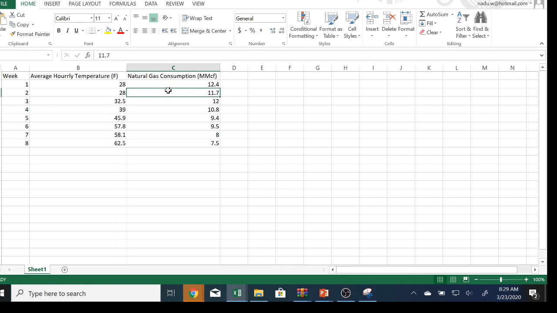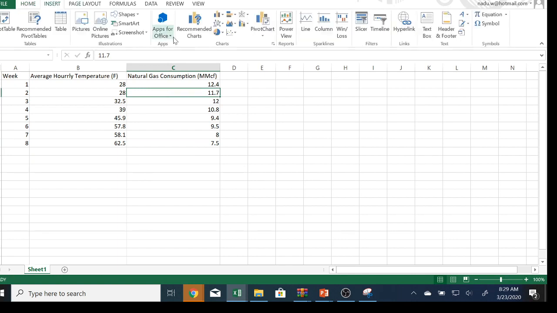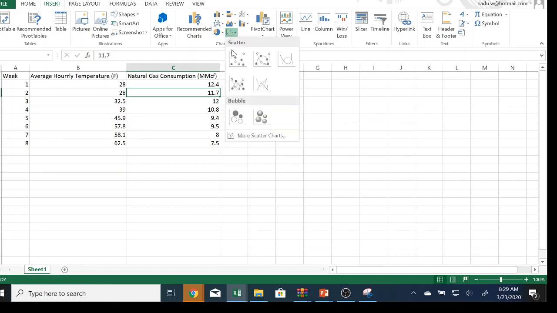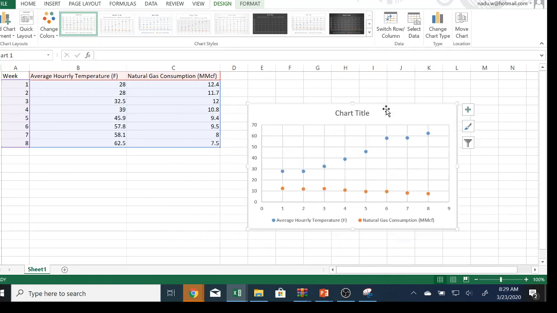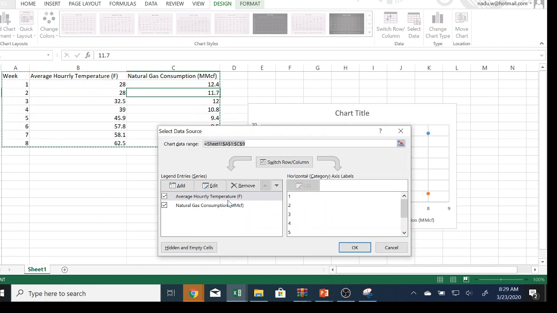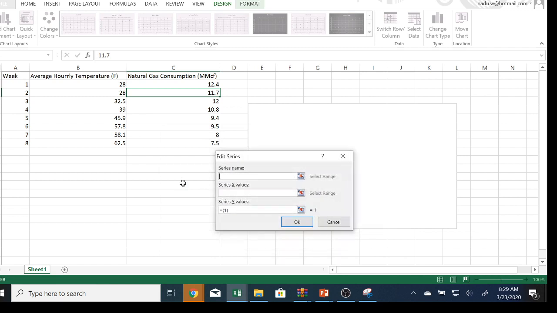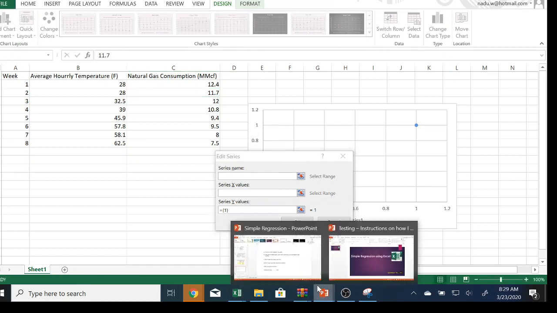So this is our data set. So how can we generate the scatter diagram? Go to insert. This is the scatter diagram. Okay. Now we already have the scatter diagram but not for the correct data. So we are going to select the data accordingly. We will remove everything. Now we are going to add. So what are the x values here?